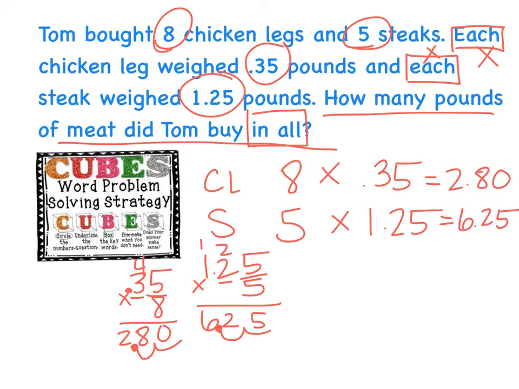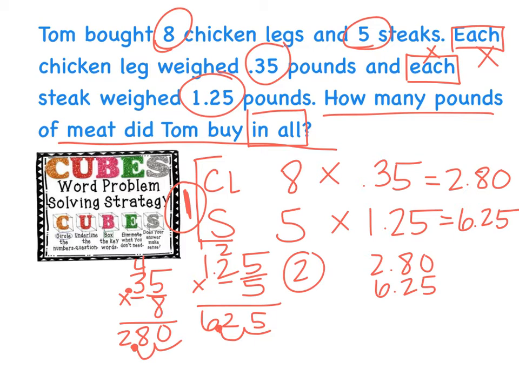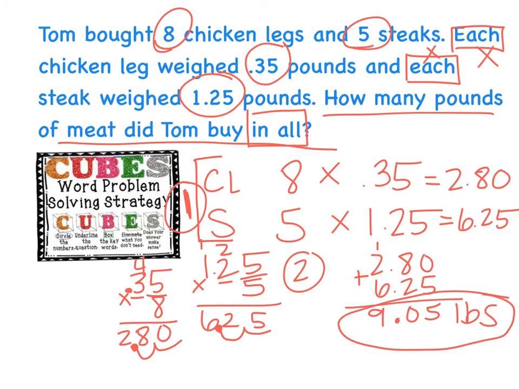This would be step 1. And step 2 is to find the total in all, meaning I need to add up my decimals to get the final weight of both of the chicken legs and the steak. And when I add that up and bring my decimal straight down, I get 9.05 pounds. LBS is the abbreviation for pounds.